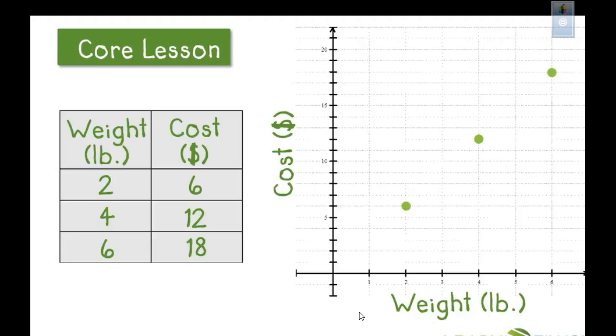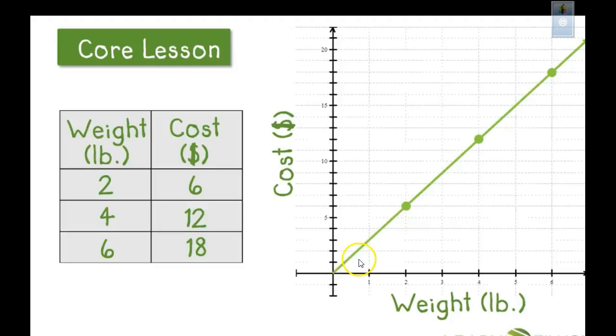Now here's the key thing. These are not the only 3 pairs within this proportional relationship. Any ordered pair on the line through the origin that these 3 points lie on will be an ordered pair in the relationship. So that was key. He said through the origin. That's why I said they always start at 0, 0.